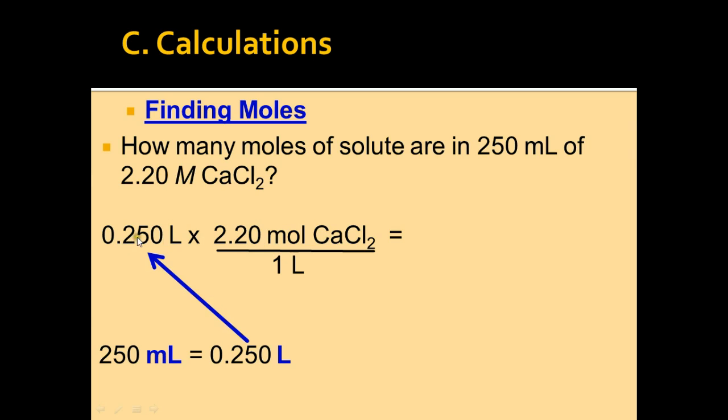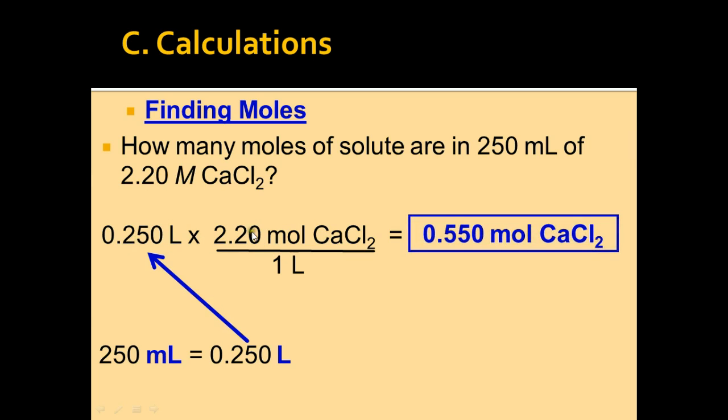We would do 0.25 times 2.2. And if we do that, we just get 0.55 moles of CaCl2. So this tells you how many moles you need with 250 milliliters to make this concentration.